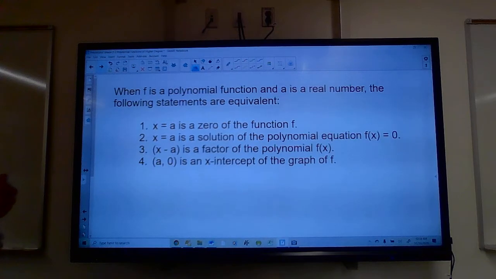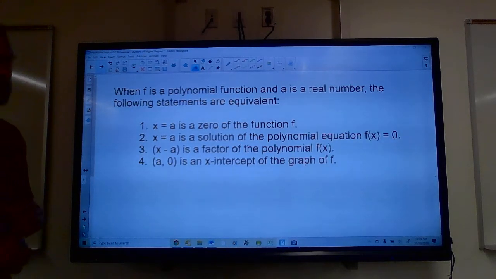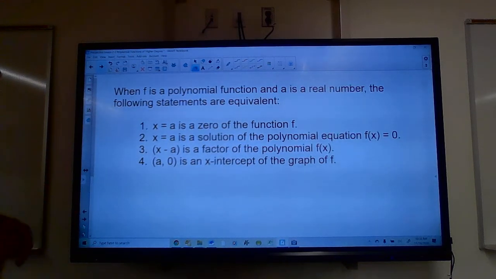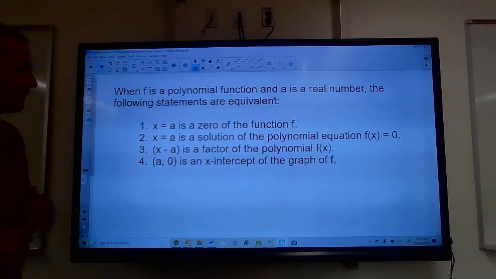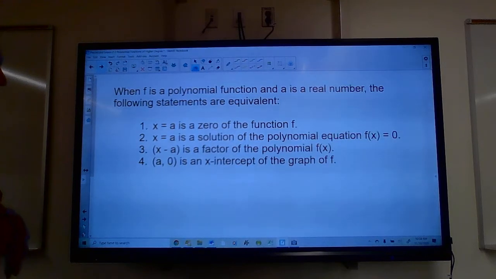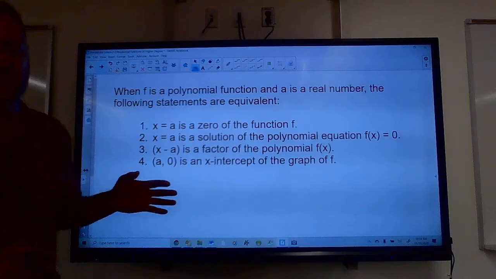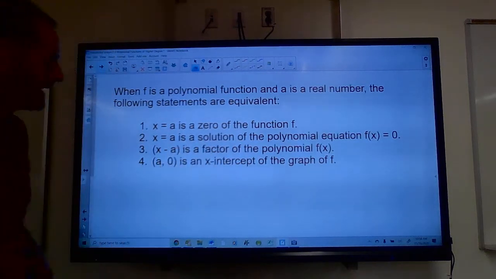When f is a polynomial function and a is a real number, the following statements are equivalent. x equals a is a zero of the function. x equals a is a solution of the polynomial equation f of x equals 0. x minus a is a factor of the polynomial. A zero is an x-intercept. All those things mean exactly the same thing. They're just different ways of saying it.